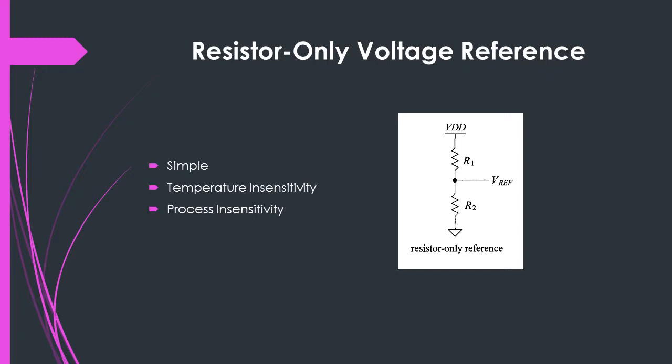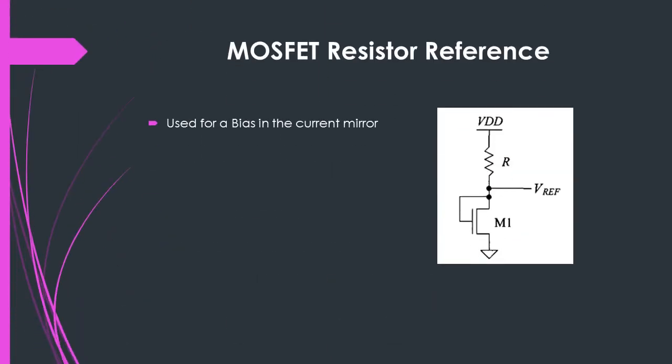MOSFET resistor voltage references use a voltage divider formed with two resistors, which has the advantage of simplicity, temperature insensitivity, and process insensitivity. That is, changes in the sheet resistance have no effect on the voltage division. The main problem with this circuit is that in order to reduce the power dissipation, the resistors must be large. MOSFET resistor reference: the reference voltage used in the resistor MOSFET divider is equal to the VGS of the MOSFET.